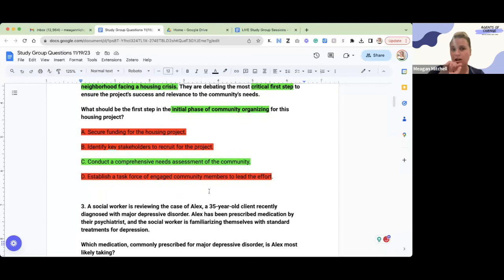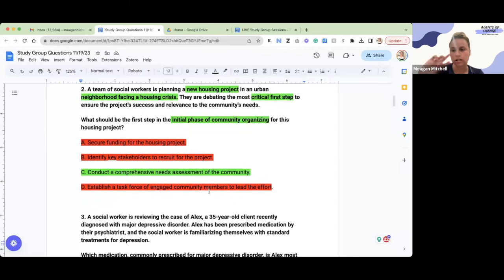Does anyone have any questions on number two? Just a little minor nuance, but I always say if you're getting first questions, order them, right? And like for this one, you can't identify the stakeholders until we have a needs assessment. That's going to help us do the other things. Okay.